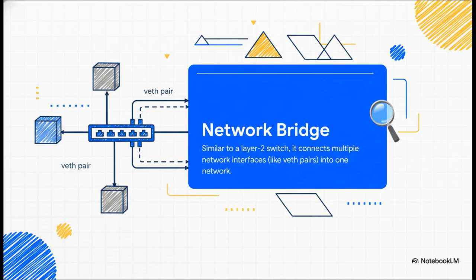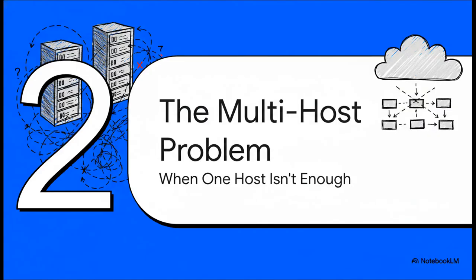But okay, what if you have more than two containers? I mean, connecting every single one with its own dedicated cable would be a complete mess. And that is where the network bridge comes in. Think of it like a virtual power strip or a network switch. You just connect one end of each container's veth pair to this common bridge. And now, they can all talk to each other. This is exactly what Docker's default docker0 bridge does. So, we've solved networking for one machine.